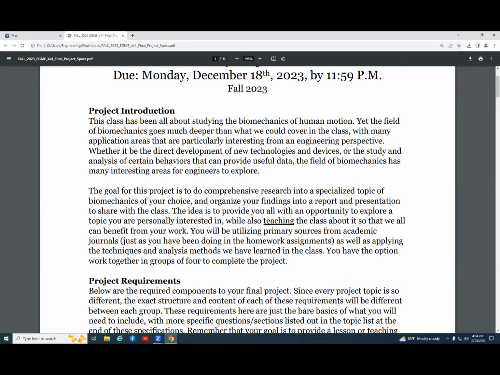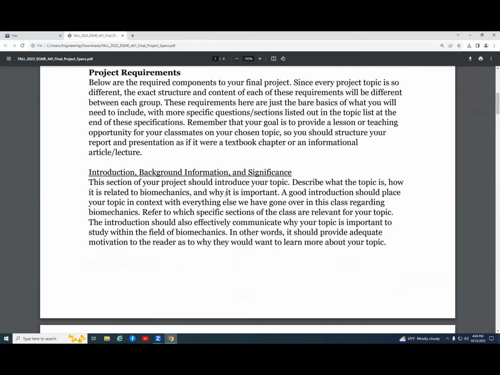Okay, so let's talk about the requirements. I've split the requirements up into different sections to make it a little bit easier for you to handle. But just keep in mind that every project topic is quite different from each other, and even the suggested topics that I have at the end have some pretty significant differences.